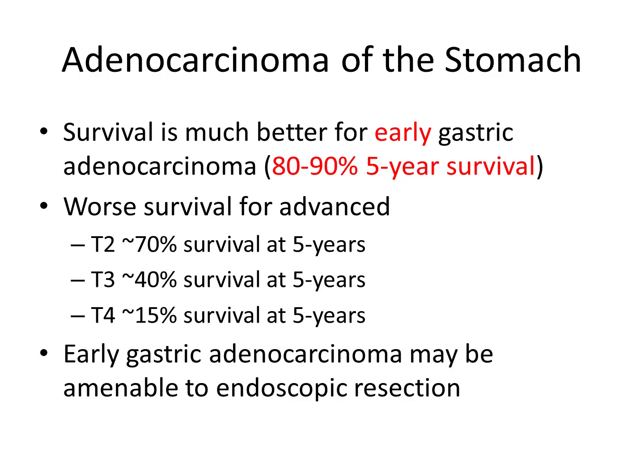For tumors that invade the muscularis propria, survival drops to around 70%. If the tumor extends beyond the muscularis propria and into the subserosa, the 5-year survival drops to 40%. Lastly, if the tumor involves the visceral peritoneal lining, then the survival at 5 years is an abysmal 15%. One additional point, early gastric carcinomas may be amenable to endoscopic resection, while advanced cases generally require more extensive surgery.